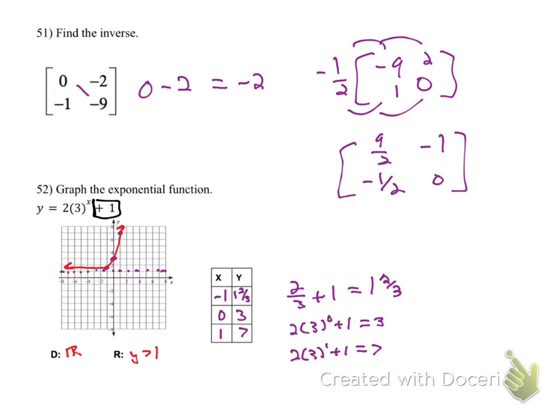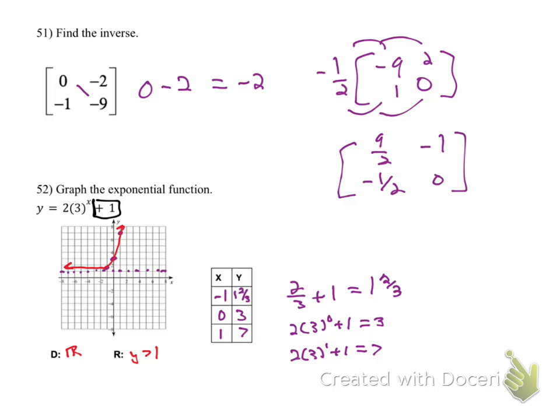We just want to plug those x values in for x to get the y values to get our exponential function. That domain's all real numbers. It covers every x value. And the range is y is greater than 1, because that graph will cover every y value greater than 1.